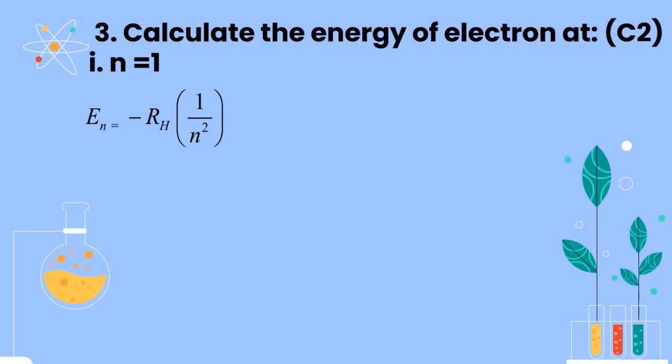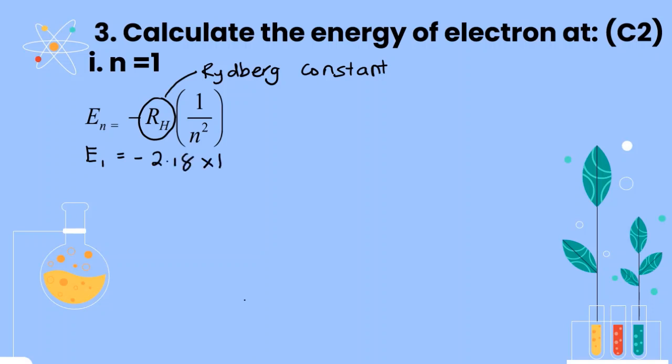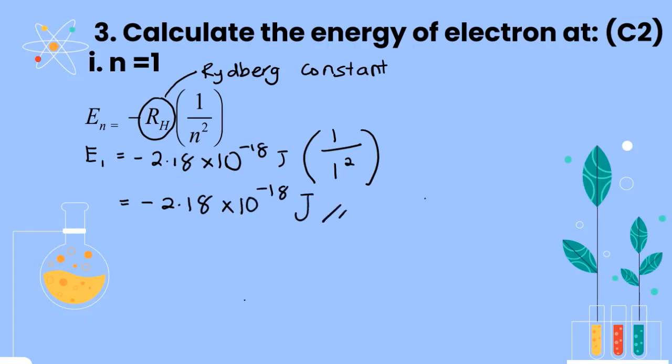Now, since n equals 1, we are calculating the value of energy when the electron is at n equals 1. So E1 equals negative RH, where RH is the Rydberg constant. You just have to plug in the value, which is 2.18 times 10 to the power of negative 18 joule, and then inside your bracket you put 1 over n squared. n is equal to 1 now, so 1 over 1 squared. You should get the same value, negative 2.18 times 10 to the power of negative 18 joule. That will be your answer, simple.